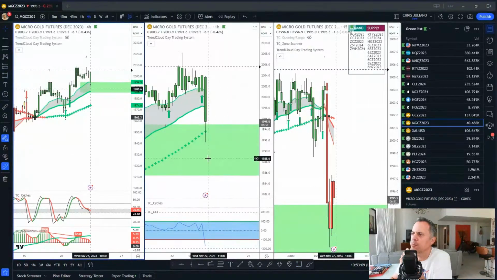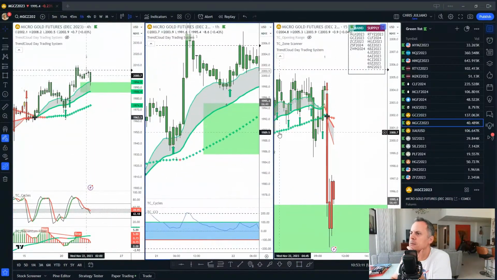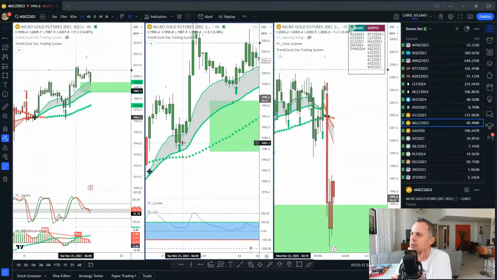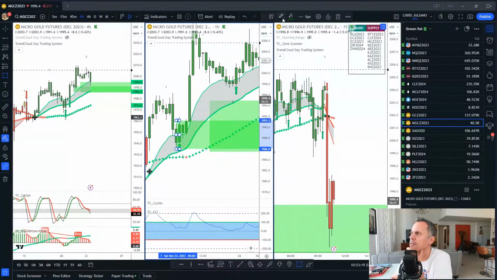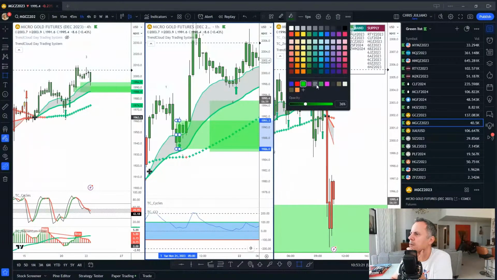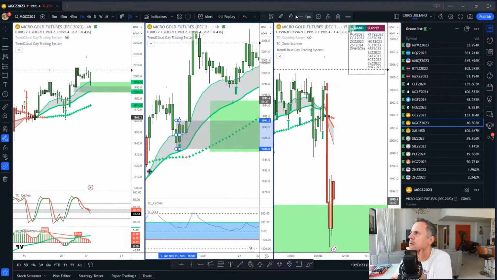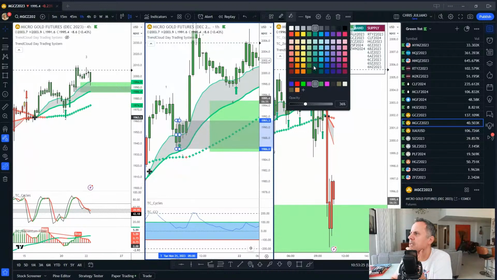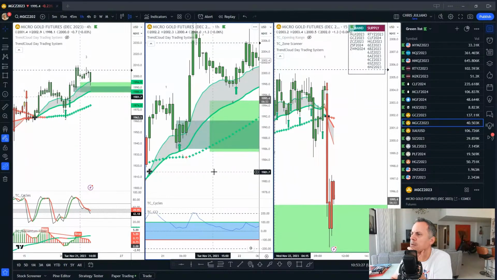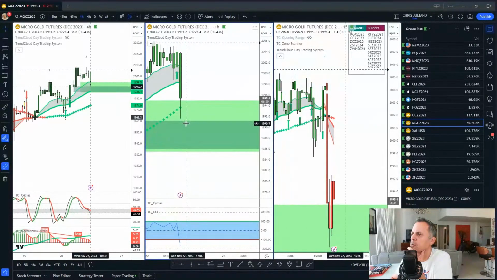It's already pulled back into that area. And we've got this rally-base-rally right here. Let's make that a little darker. Let's make that a darker green. Pulled in, just missed it, right?